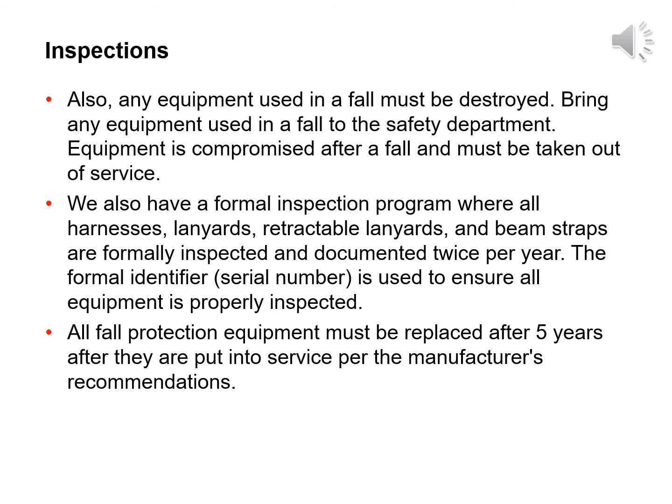We also have a formal inspection program where all harnesses, lanyards, retractable lanyards, and beam straps are formally inspected and documented twice per year. The formal identifier, or serial number, is used to ensure all equipment is properly inspected. All fall protection equipment must be replaced after 5 years after they are put into service, per the manufacturer's recommendations. The safety department keeps record of when equipment was put into service, and will let you know when you need to replace your fall protection equipment.